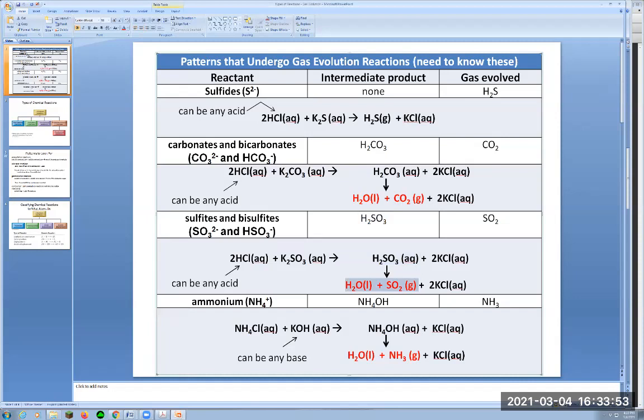It's very similar to what the carbonic acid becomes, except you change the C to an S, and you see that it's very similar. And another type of reactant that will make gas evolution reactions are the sulfides. Sulfides, when they are mixed with any kind of acid, will make H2S gas. So H2S is also a gas. So this document is a very important document that you want to have at hand when you are working on chapter 7.